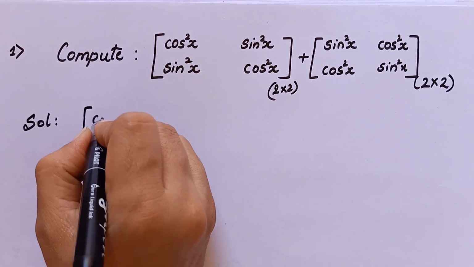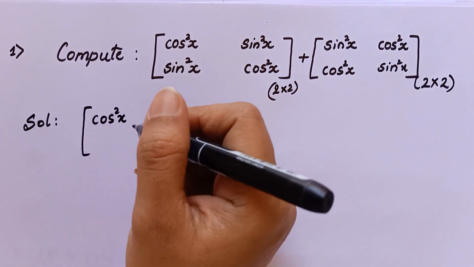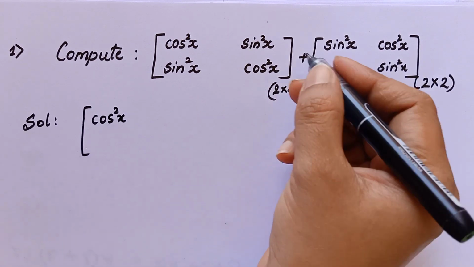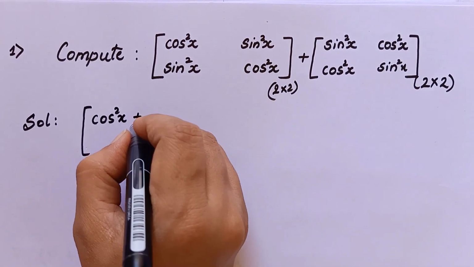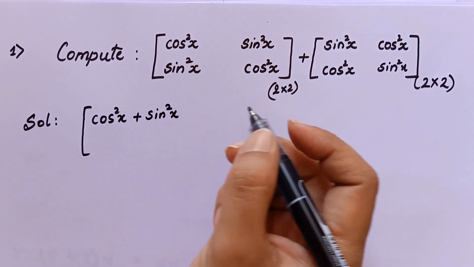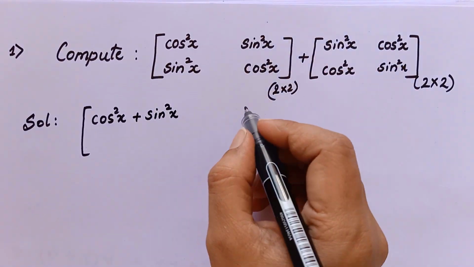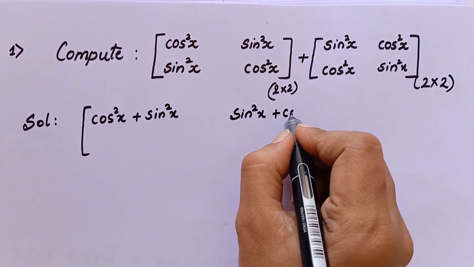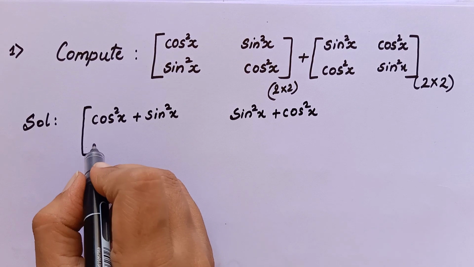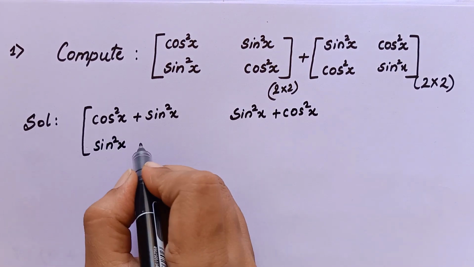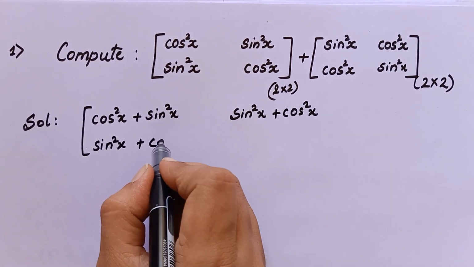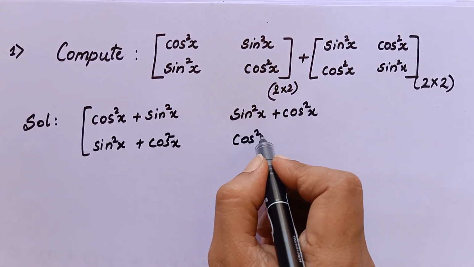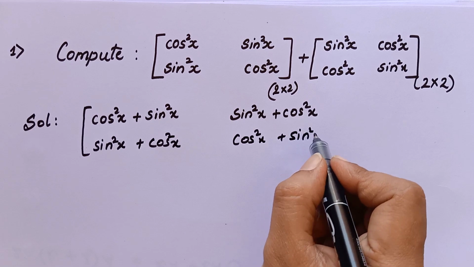Yes, you can add the matrices. Since the order is the same, you can add the corresponding elements. A11 is added with B11, that is cos square x plus sin square x. Next, the element in the first row's second column, sin square x plus cos square x. A21 is added with B21, sin square x plus cos square x, and A22 is added with B22, cos square x plus sin square x.